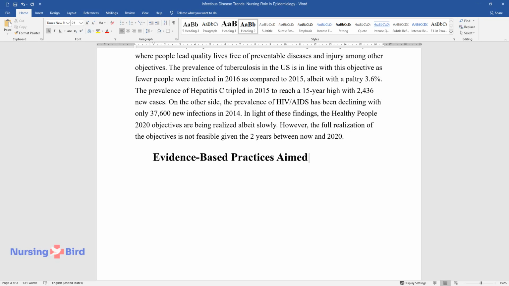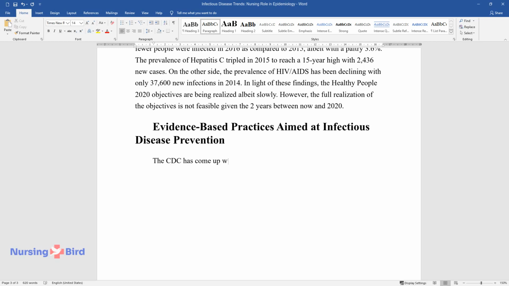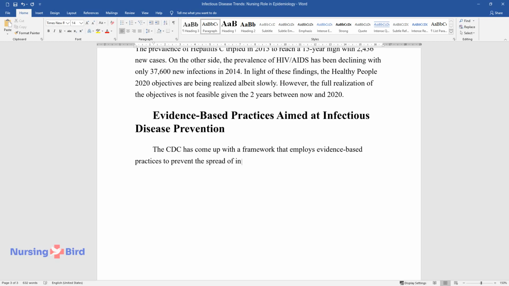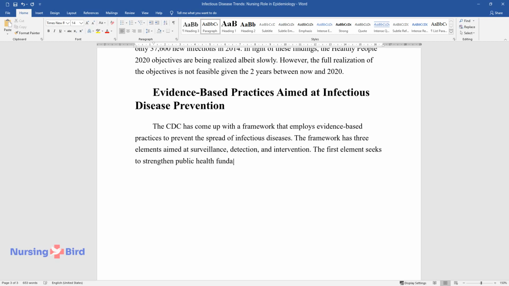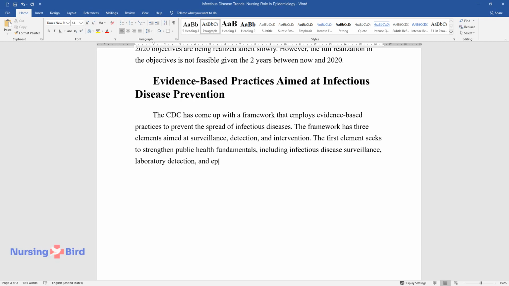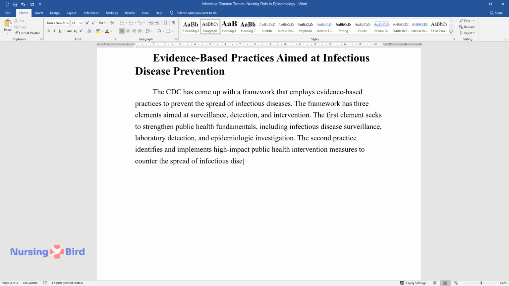Evidence-based practices aimed at infectious disease prevention. The CDC has come up with a framework that employs evidence-based practices to prevent the spread of infectious diseases. The framework has 3 elements aimed at surveillance, detection, and intervention. The first element seeks to strengthen public health fundamentals, including infectious disease surveillance, laboratory detection, and epidemiologic investigation. The second practice identifies and implements high-impact public health intervention measures to counter the spread of infectious diseases.